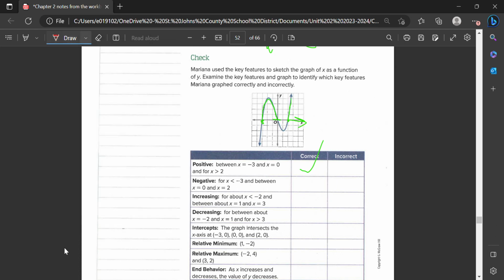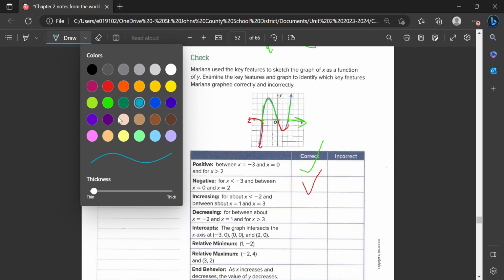Make that red. Negative. So when x is less than -3, so when it's left of -3, it's negative. I would say that is correct. So that one's good so far. And between 0 and 2, it's negative. I would agree from here to here, going underneath. So yes, that's another correct. So far, she's doing very well.